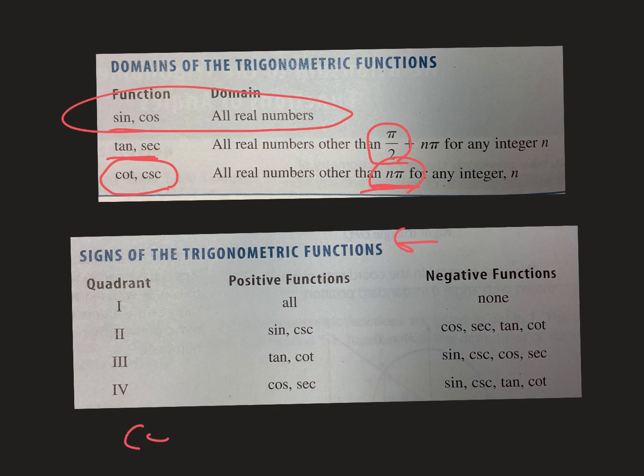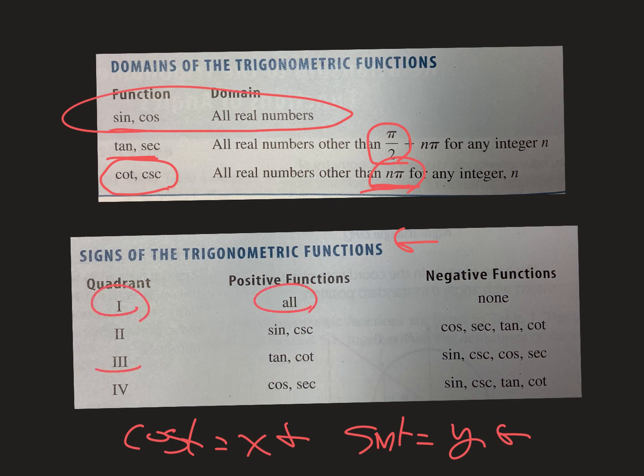Don't forget cosine is x. Cosine t is x. Sine t is y. So wherever cosine is positive, wherever x is positive, or wherever y is positive, that's where cosine and sine are positive. So in quadrant 1, everything's positive. In quadrant 3, which is opposite of where quadrant 1 is located, everything is negative. That means cosine and sine are both negative. But if cosine and sine are negative, that means tangent is actually positive. Which is because, remember, tangent is sine over cosine. So negative divided by negative.